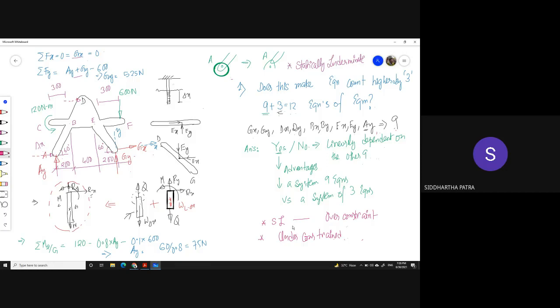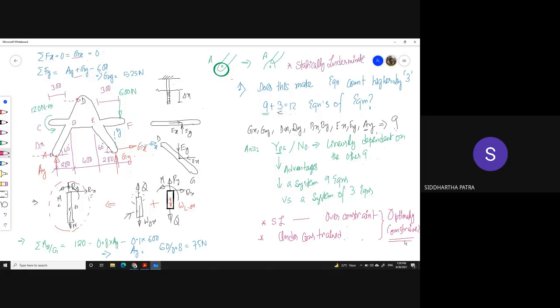So we would not be able to solve the over constraint and under constraint problems, and we would always be given optimally constrained problems.